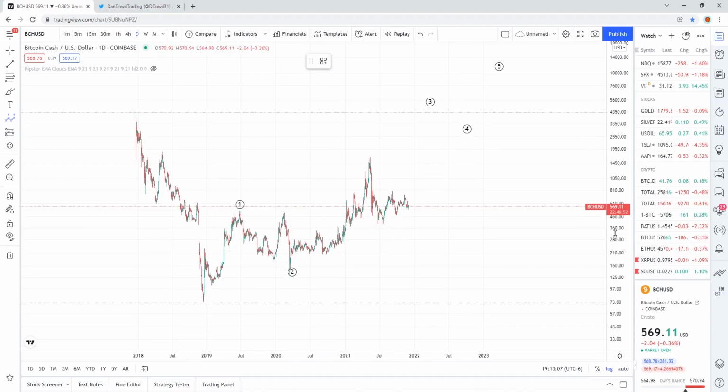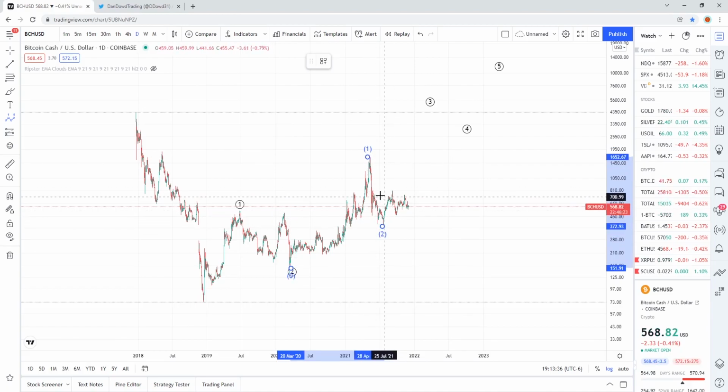First, I'm going to be going over my Elliott Wave count on Bitcoin Cash. I believe that this is primary wave 1, this is 2, and it is going on to set waves 3, 4, and 5. I believe that this is intermediate wave 1, this is possibly 2. I'm going to be going over two different scenarios of this structure right in here.